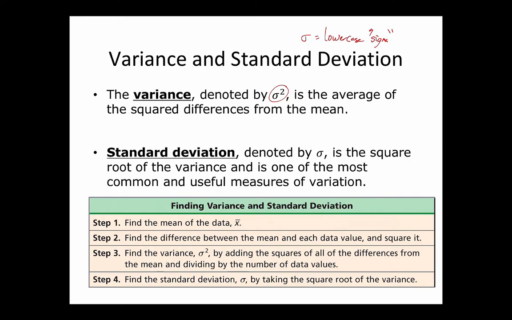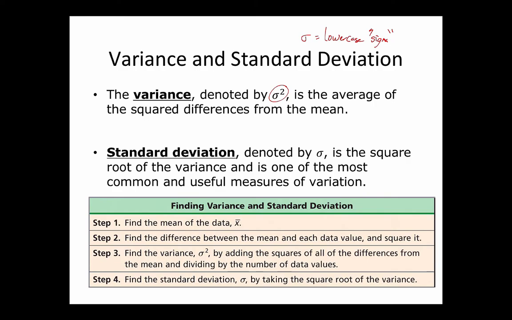Step 3, we're going to find the variance, the sigma squared, by adding all those numbers we got in step 2, adding them all up and finding the mean of that data. So essentially dividing it by the number of values we had. Step 4, we're going to take the value we got in step 3 and take the square root of it to find the sigma, to find our standard deviation.